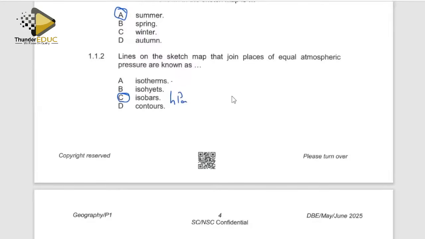The isotherms, the isohyets, the contours, they have specific things that they join. Isotherms are for temperature. They are used to join places with the same temperature. Then isohyets are for rainfall. They are also used to indicate places with similar amounts of rainfall on a map. And contours join places of the same height on the map. So those are the responses.